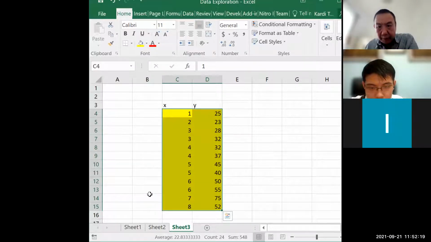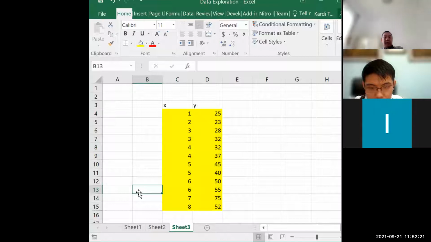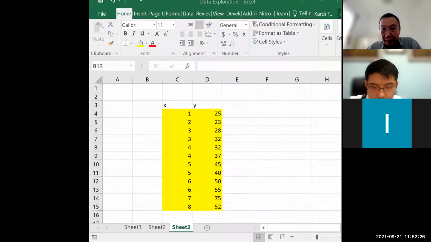223, 328, 32, 32 again, 37, 35, 40, 50, 55, 75, and 53. Yeah, correct. Okay, so this is the data. What will we do? Given the data, how are you going to compute the covariance matrix?